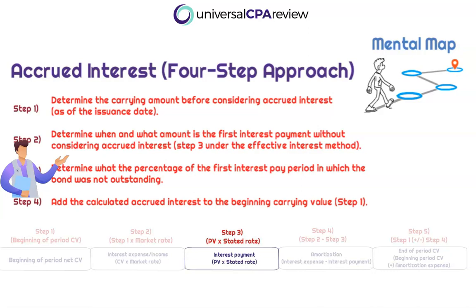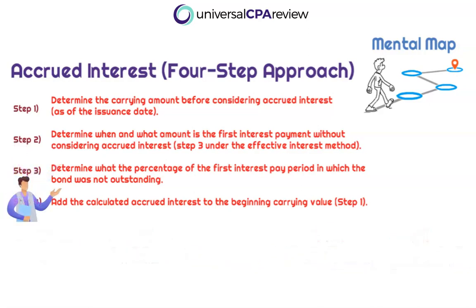So this is step 3 under the effective interest method mental map. This is just calculating the interest payment without even considering anything, right? This is just the normal interest payment calculation. Okay, so step 3 in the accrued interest 4-step approach is determining what is the percentage of the first interest pay period in which the bond was not outstanding.